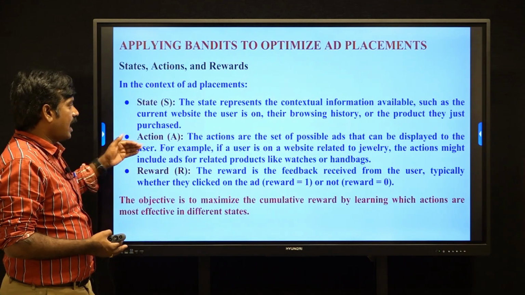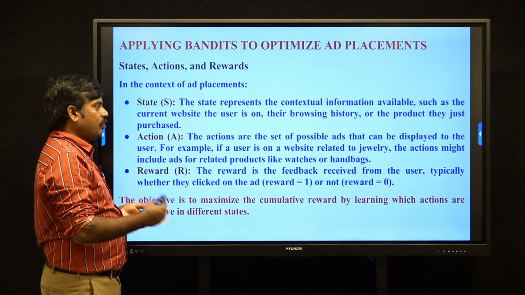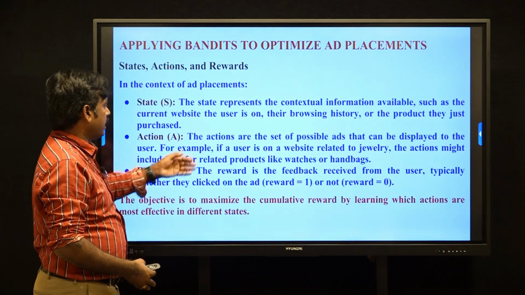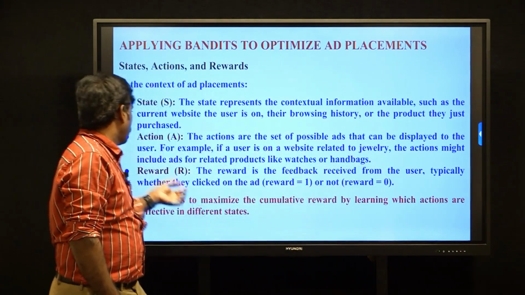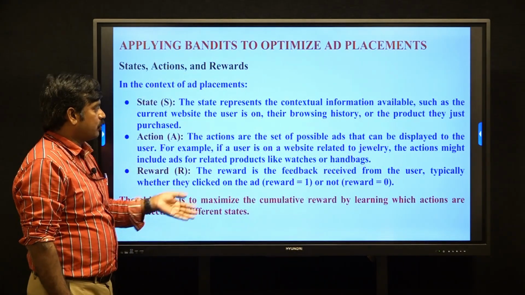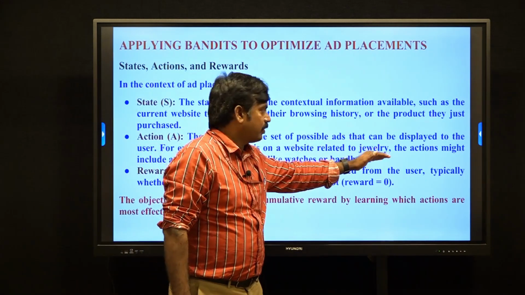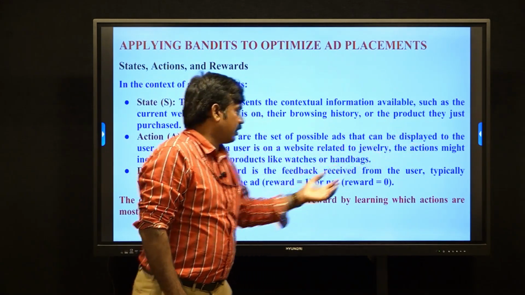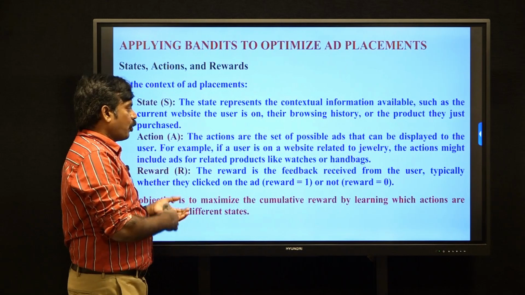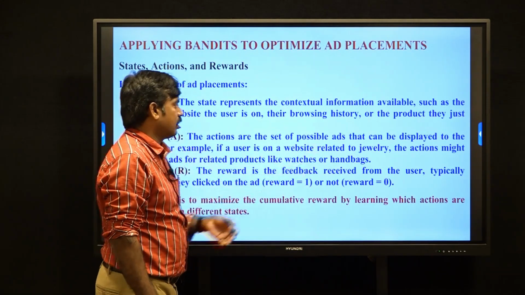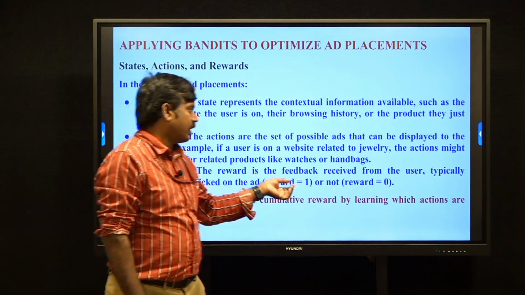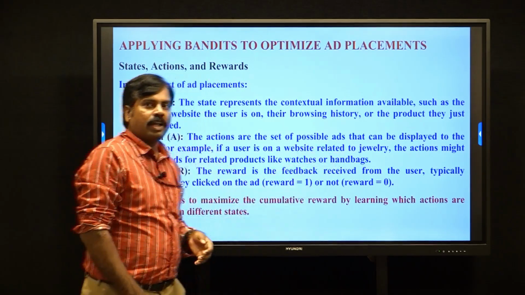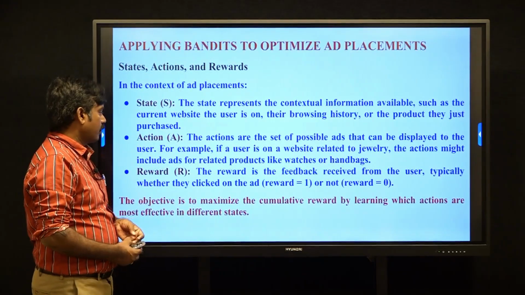The next one is action. Action is the available ads. The actions are the set of possible ads that can be displayed to the user. For example, if a user is on a website related to jewelry, we can place related product ads like watches and handbags on the jewelry website. That is the suitable ad for the customer.